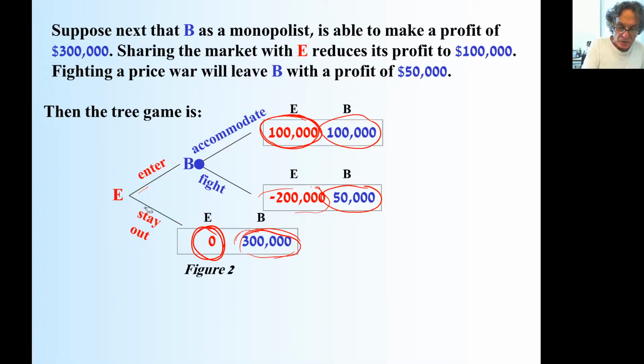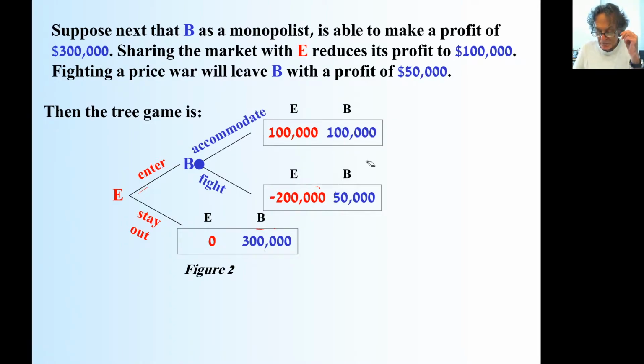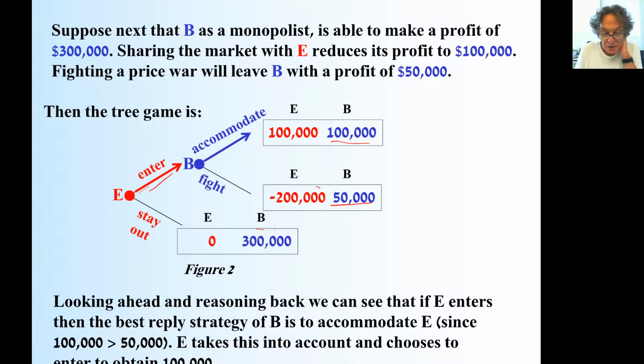So let me now erase this to allow a better view. Okay, so B makes the first decision, and she wants to accommodate because she compares 100,000 to 50,000. E then has to make a decision: to enter and get 100,000, or to stay out and get 0. So he enters. Looking ahead and reasoning back, we can see that if E enters, then the best reply strategy of B is to accommodate E, since 100 is more than 50. E takes this into account and chooses to enter to obtain 100,000.